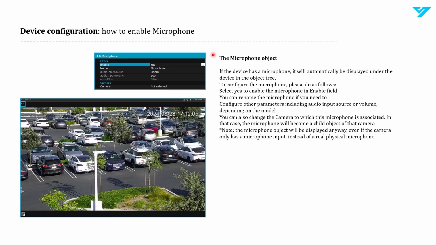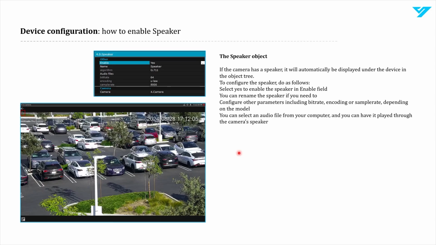You can rename the microphone if you have to. Configure other parameters including audio input source or volume, depending on the model. You can also change the camera to which this microphone is associated. In that case, the microphone will become a child object of that camera instead. Please note that the microphone object will be displayed anyway, even if the camera only has a microphone input instead of a real physical microphone. It's very important here.